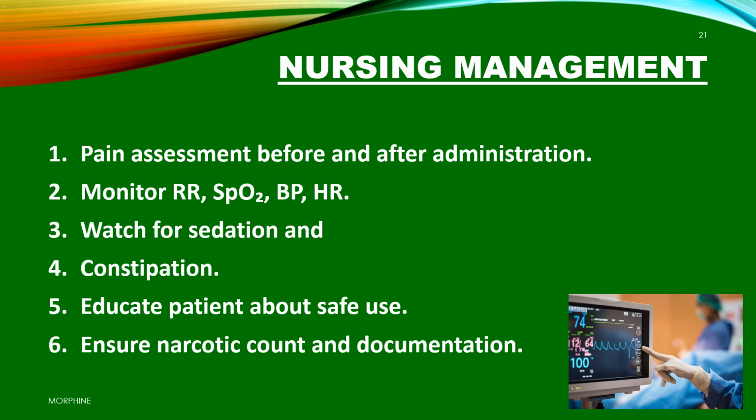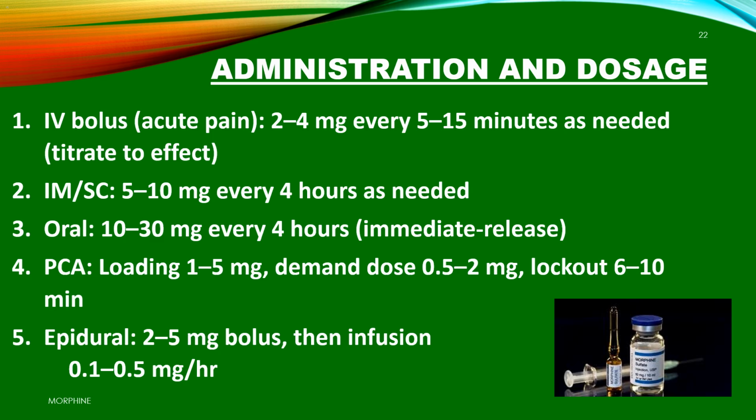4. Constipation management. Nurses anticipate and manage constipation, a common side effect of morphine, by encouraging fluids, fiber, and potentially administering laxatives. 5. Patient education. Nurses educate patients about the safe use of morphine, including potential side effects, dosing instructions, and the importance of reporting concerns. 6. Narcotic accountability. Nurses ensure accurate narcotic count and documentation to prevent diversion and maintain patient safety. Administration and dosage of morphine.